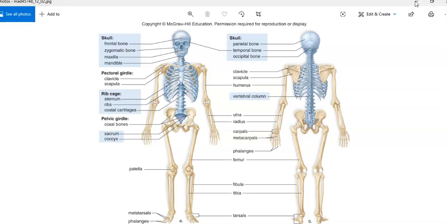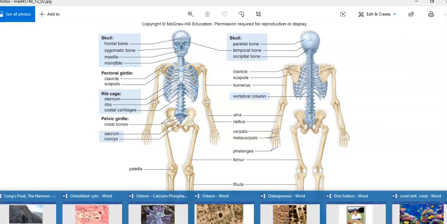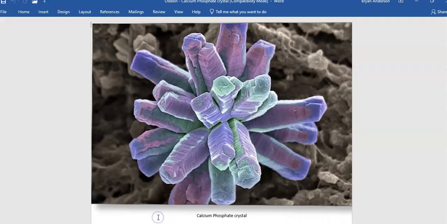Calcium phosphate is rigid, and it gives bones their strength. I have a picture of a calcium phosphate crystal. Okay, this is an electron micrograph of an actual calcium phosphate crystal. In geology, we would call that apatite. In the human body, calcium phosphate. That's the form it takes microscopically, of course, in your bones.